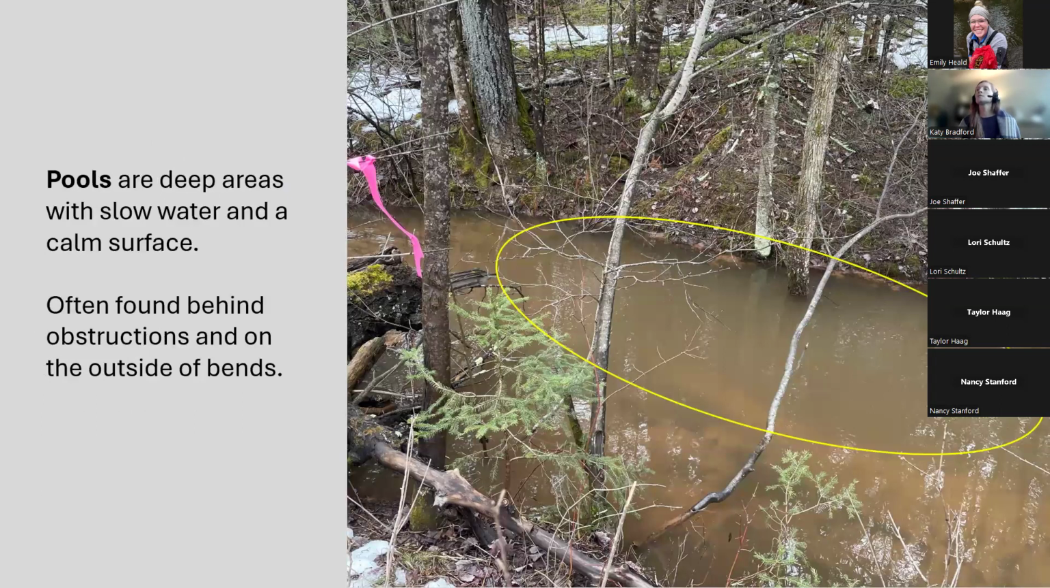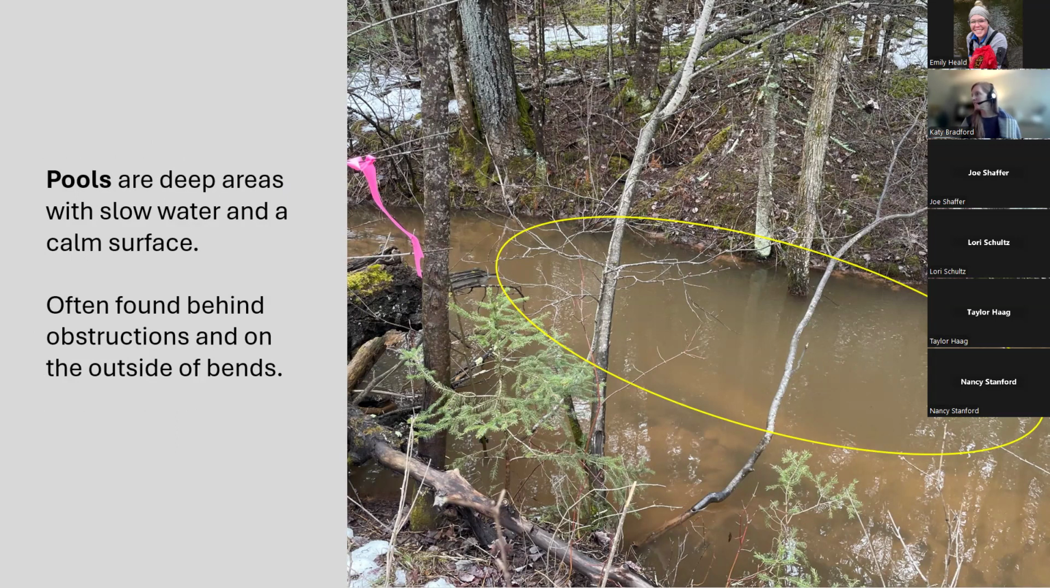And then pools are deeper areas, the deepest areas of water. The water is slow and calm here. They're often found behind obstructions in the stream and on the outside of bends. It's really hard to take pictures of pools because they are naturally deep.